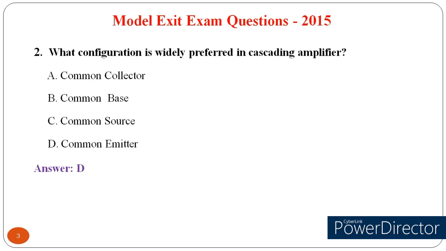Cascading amplifier is a network of series connected amplifiers where the output of each amplifier feeds the input to the next amplifier, or a multi-stage amplifier that contains two or more common emitter stages is called cascading amplifier.